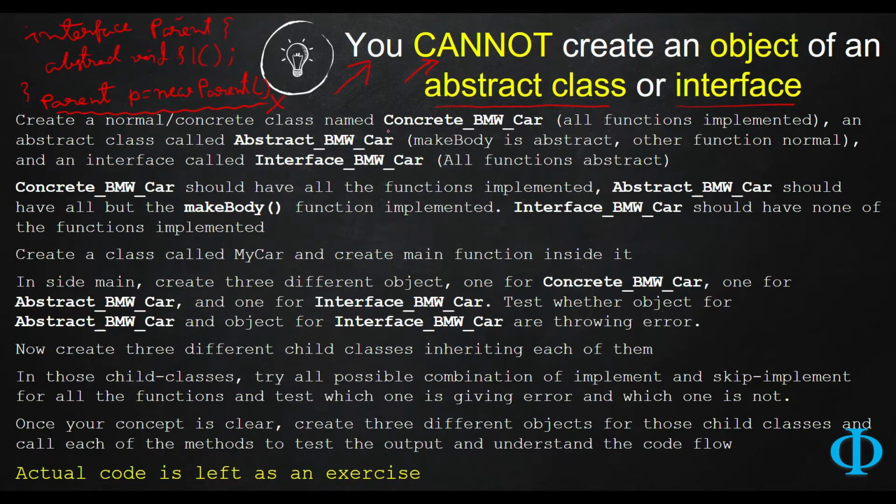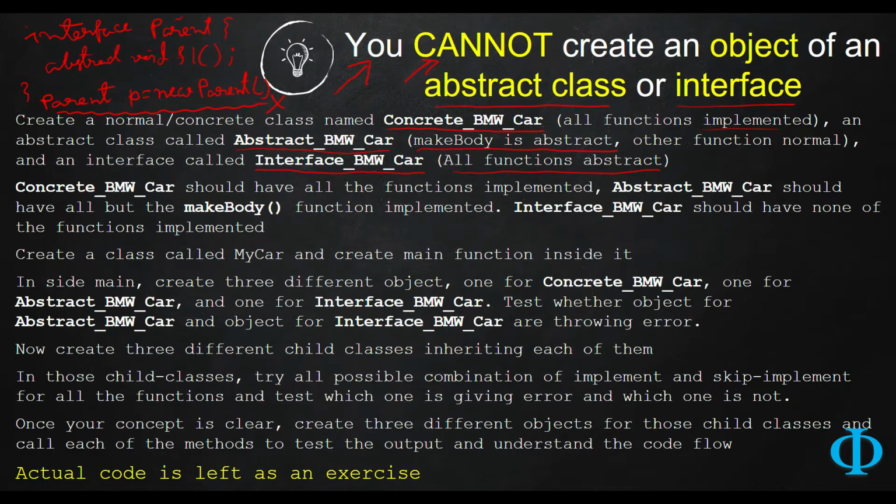You can give it a name like concrete BMW car, which is a concrete class which has all the functions implemented. Then an abstract BMW car class where all the functions like make interior or make engine that we have discussed earlier are implemented, but make body is not implemented and is abstract in nature. And then a third, an interface named interface BMW car, where all the functions like make body, make interior, and make engine are abstract.